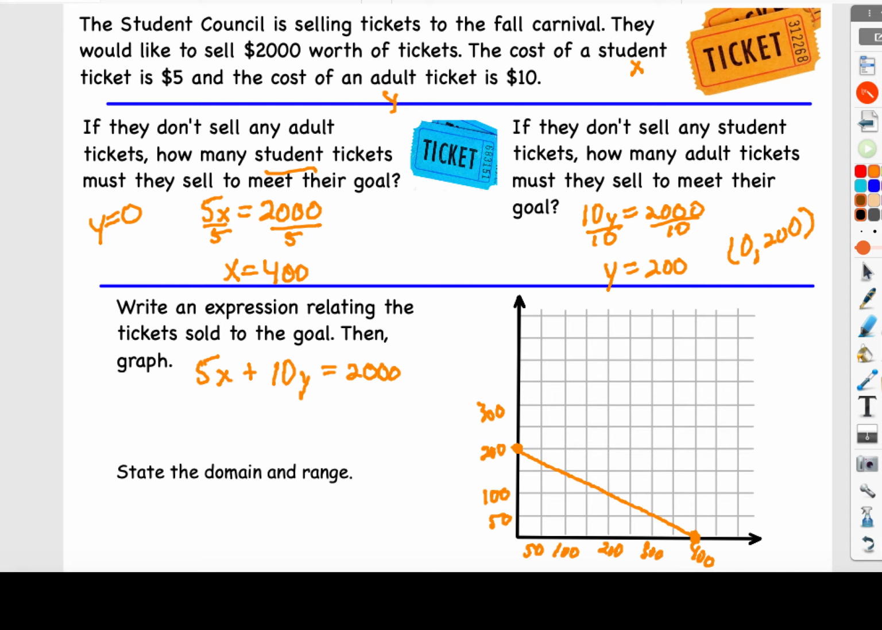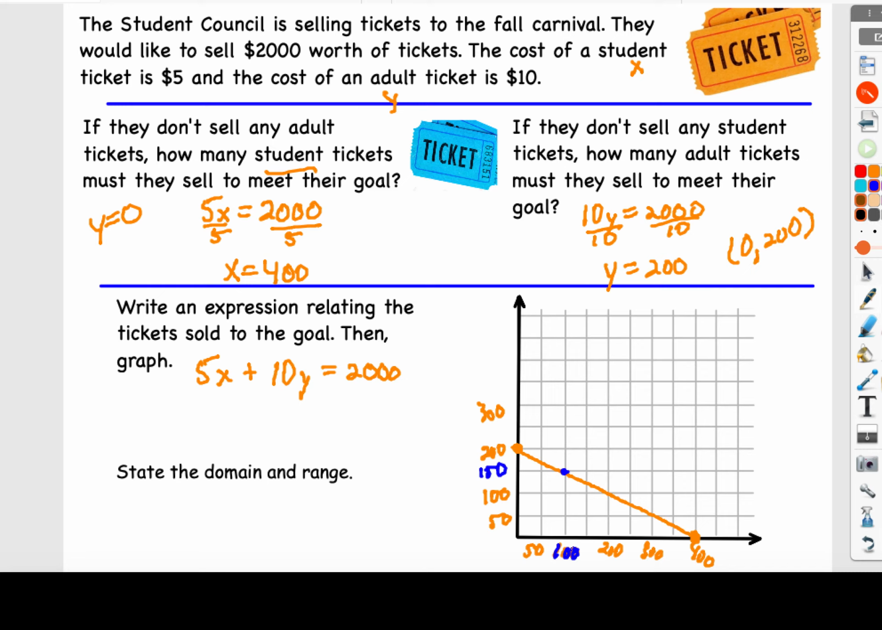What if somebody asked, what if we have a combination? Well, I could quickly look at this and say, for 100 student tickets, we would need to be at about 150 adult tickets, right? Because that's a point that falls on the line. And I could find other points anywhere in between those. So that's a very helpful part of that graph.